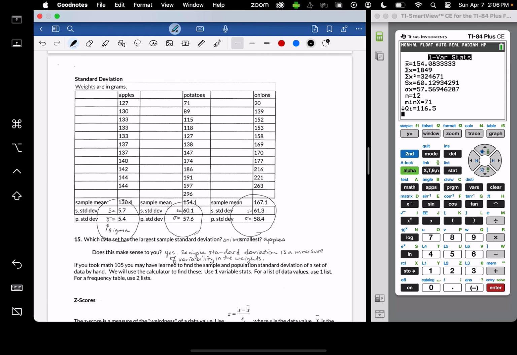And if you did have a frequency list as well, then you could simply go to Stat Calc, one variable stats, and put your frequency list in another list and use it that way. But we didn't have that in this case.